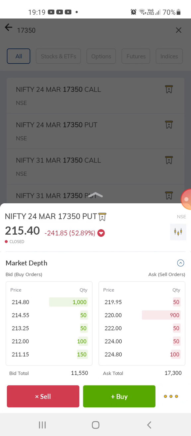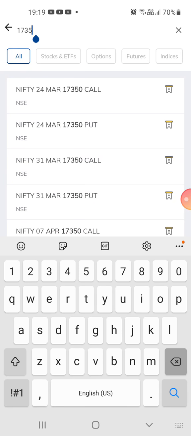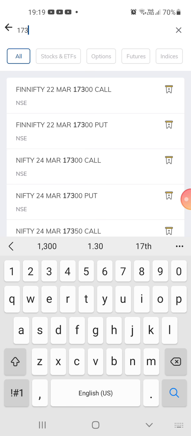You'll have to practice that. It will not come easily. You'll have to practice in the money, at the money, and out of the money. I usually do out of the money. I wait for good momentum, and I usually do out of the money.